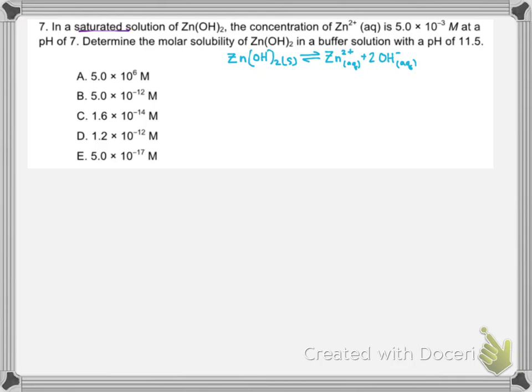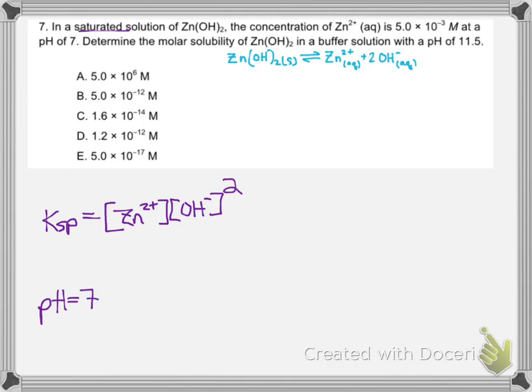So remember, KSP, our solubility product, is equal to, like all Ks, products over reactants. In this case, the reactant is a solid. So I'm just going to say zinc 2 plus concentration times the hydroxide ion concentration squared. And they give us all the information we need to solve for this. So we're told that at a pH of 7, the zinc concentration is equal to 5 times 10 to the negative third molar.